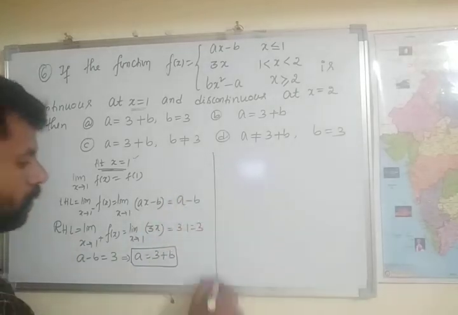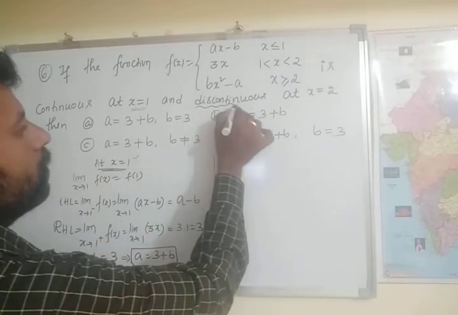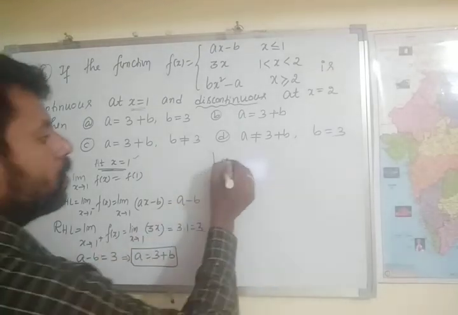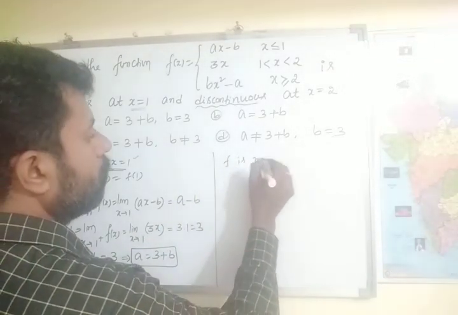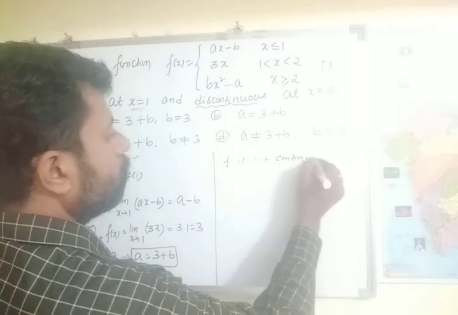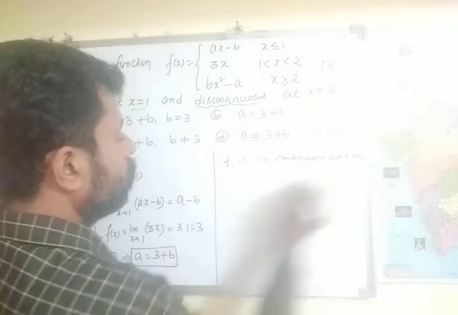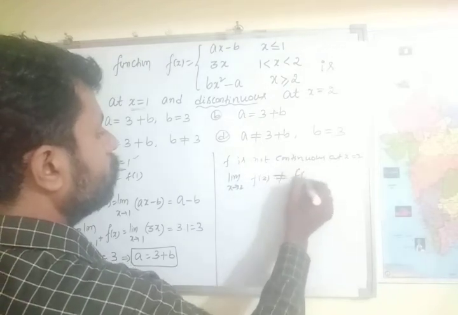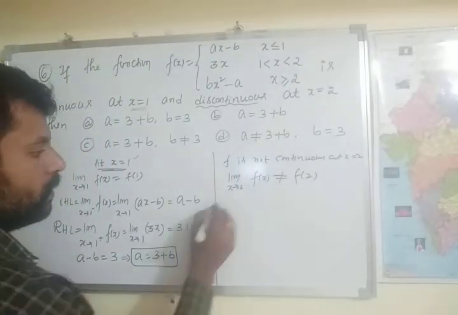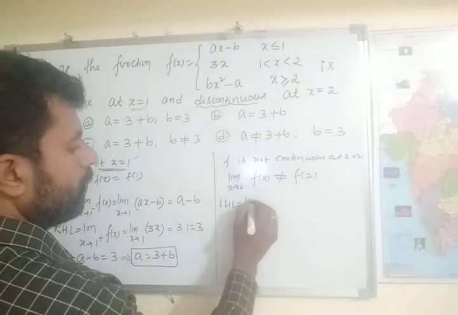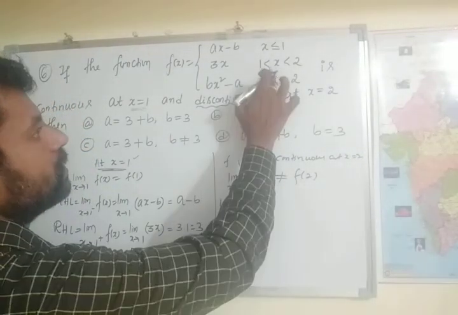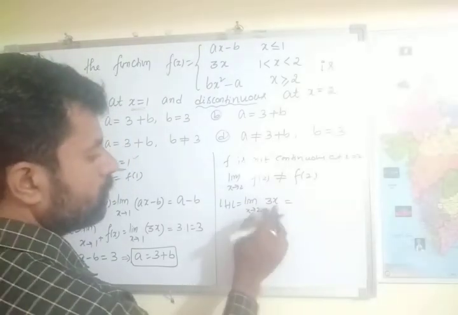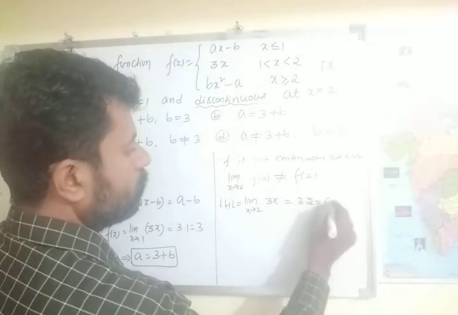Next, we also have that the function is discontinuous at x equals 2. Discontinuous means f is not continuous at x equals 2, which means the limit as x tends to 2 of f of x is not equal to f of 2. Now find the left hand limit. The limit as x tends to 2, where x is less than 2, means 3x. Substituting 2 in place of x, 3 into 2 is equal to 6.